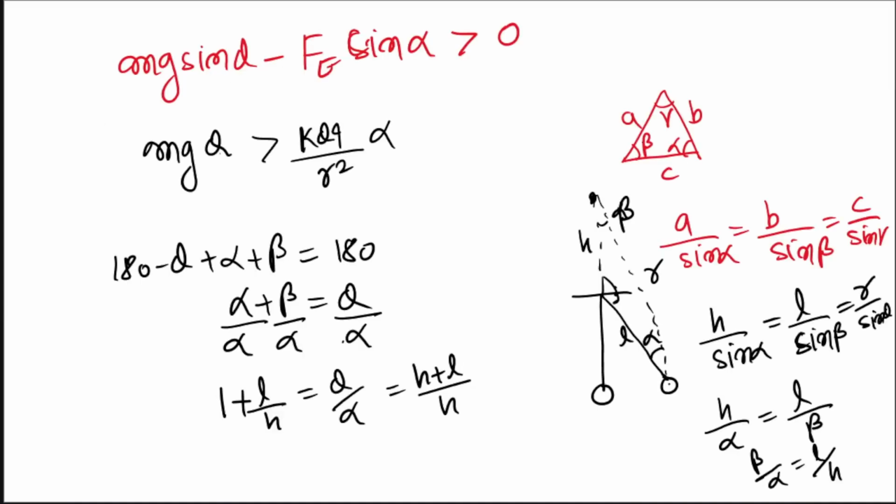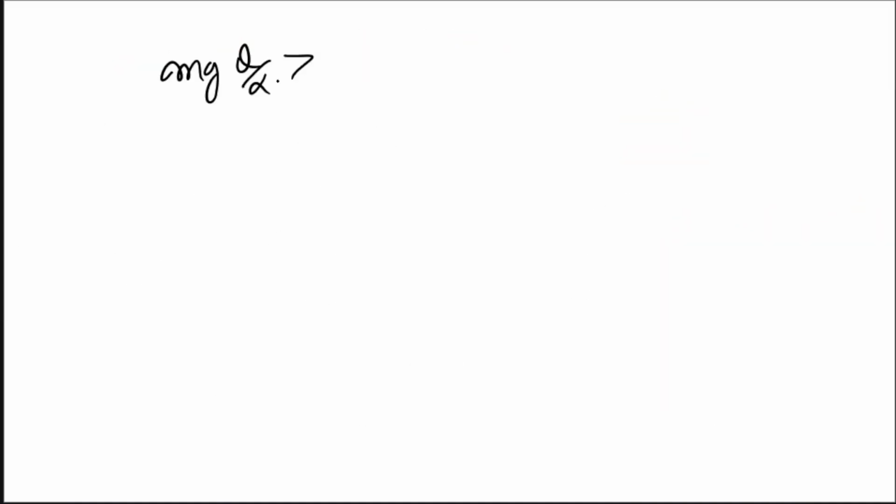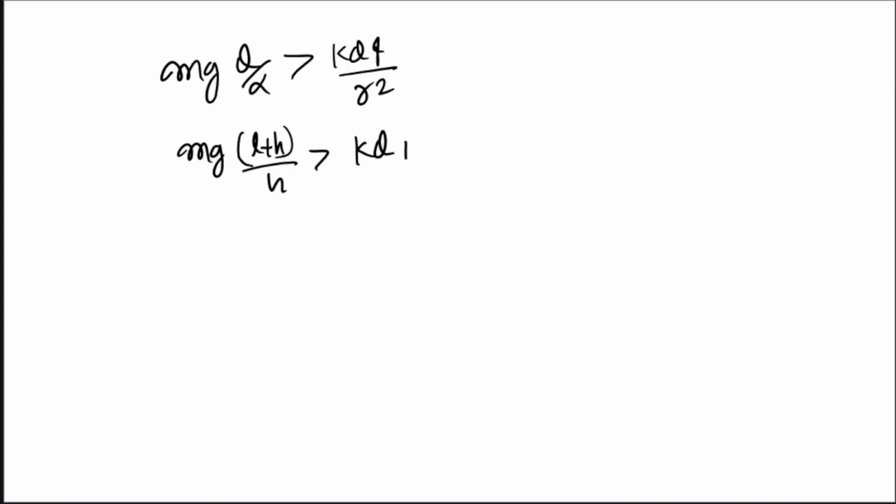mg times theta by alpha should be greater than how much? That is your Fe, that is k q q by r squared. Okay, so what does theta by alpha look like? mg (L plus H) divided by H greater than k q q by r squared. Now let us calculate this r thing. So for that again we will be using some mathematics, and that is very simple. Like if the triangle is a right angle triangle, then we know that if two sides are given, we can easily calculate the third side, right?